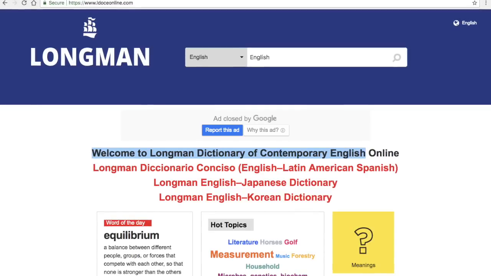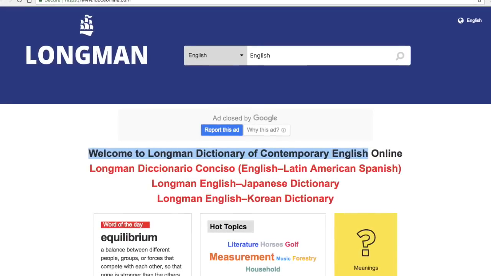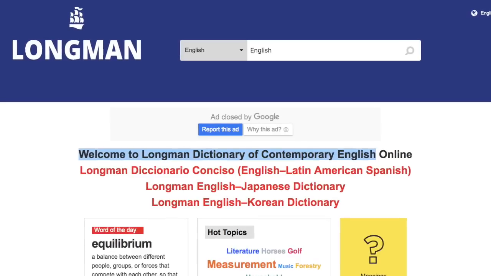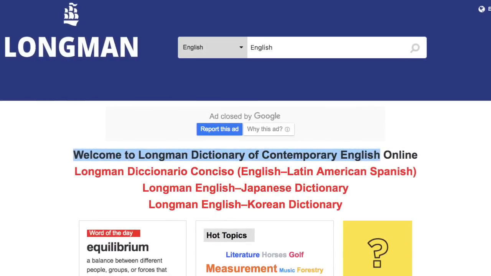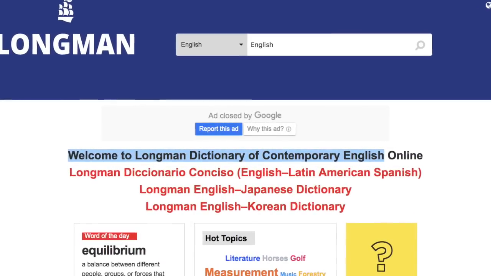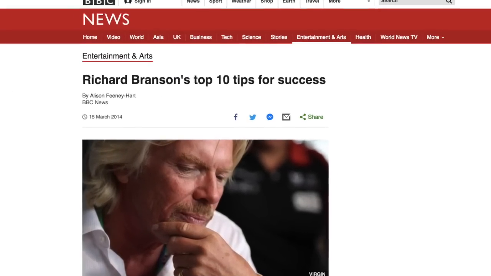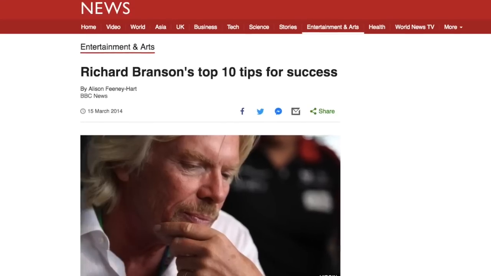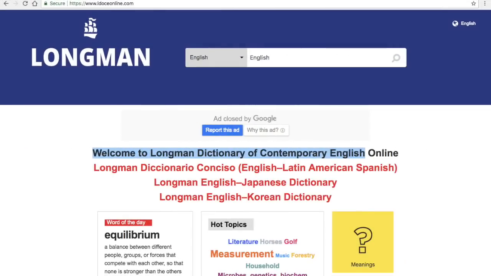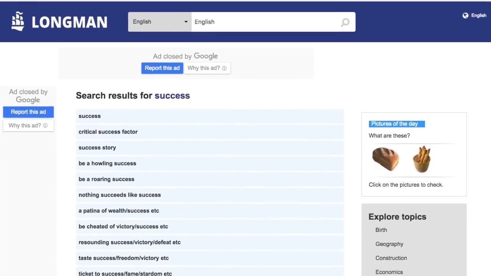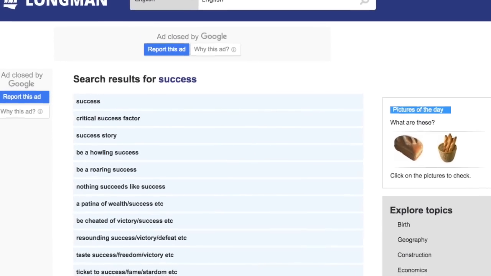Longman Dictionary of Contemporary English, ldoceonline.com. A great dictionary. Here are some of its main features. Say you're reading an article and you come across a new word. The word success. Let us type it in. Success. And Longman takes us to this page, which displays all meanings and expressions with success.